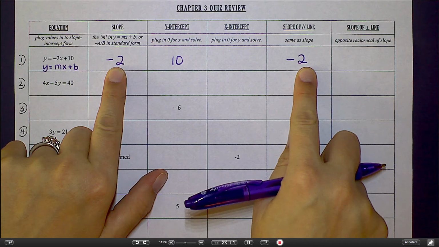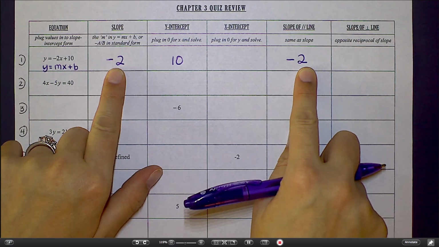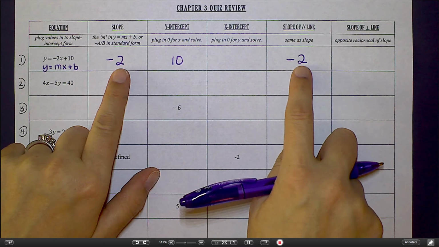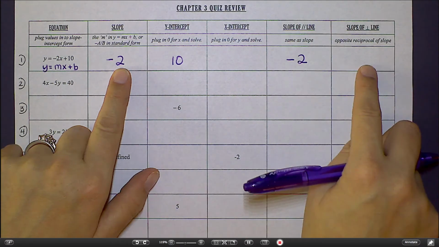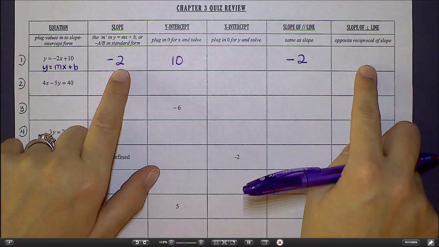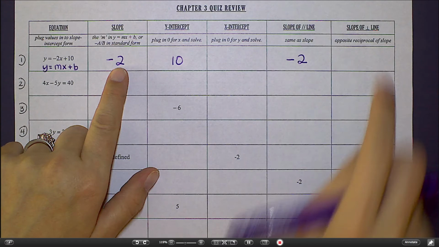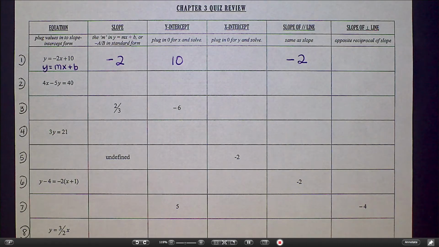Exactly. A parallel line has the exact same slope as the original line. So those two should be easy. Now the perpendicular line, I want to take the opposite reciprocal of my original slope. So opposite means you change the sign, and reciprocal means you flip the fraction over.